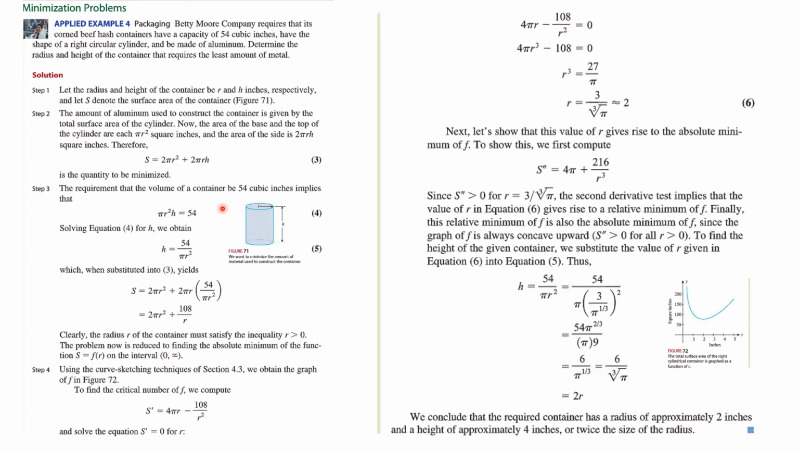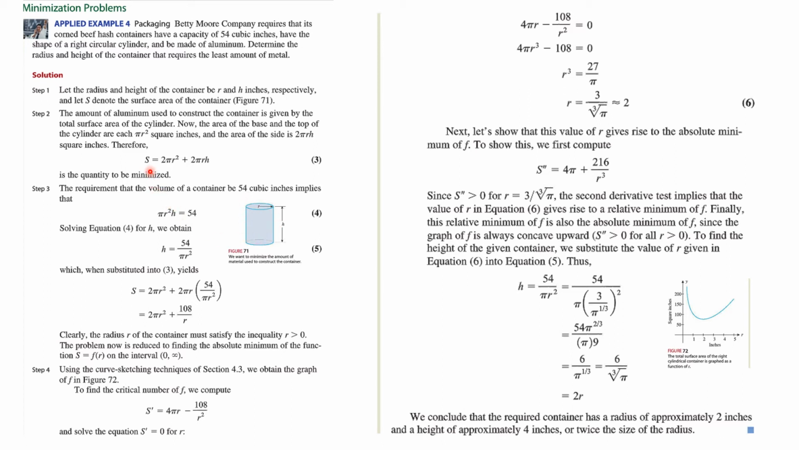Now we're going to look at the shape of a right circular cylinder. It is shown down here, and you see this is a can. We're letting h be the height of the can, and we're letting r be the radius of the top and the radius of the bottom. So we have a picture, and we've defined our variables. Now, the amount of aluminum to be used to construct the container is given by the total surface area of the cylinder, and the aluminum is the outside.